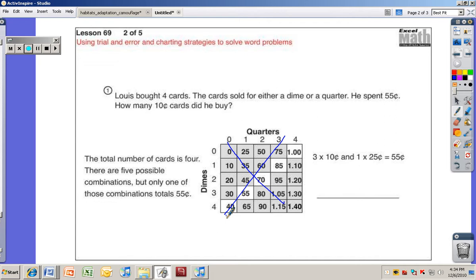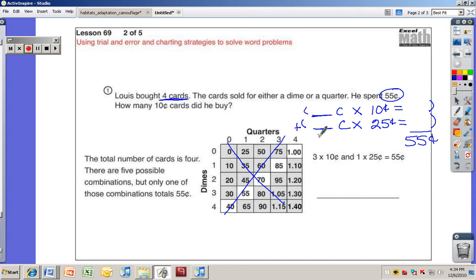And the way that I want you to do these is just like this. Lewis bought 4 cards, and they sold for either a dime or a quarter. So you're going to have a certain number of cards that are going to be 10 cents each, and then you're going to have a certain number of cards that are 25 cents each, and whatever the cards, the 10-cent cards and the 25-cent cards, it says here that they're going to add up to 55 cents. And the total number of cards that he buys is 4, so these two numbers here should add up to be a total of 4. So this is what your chart's going to look like.